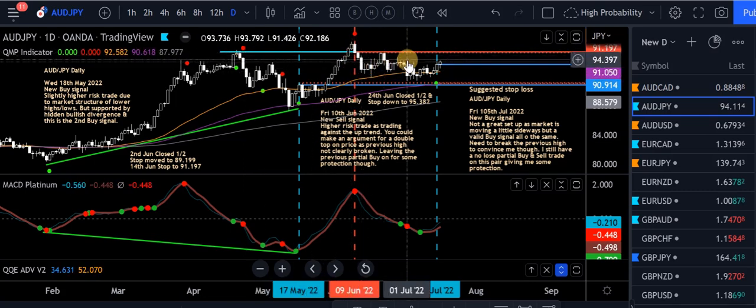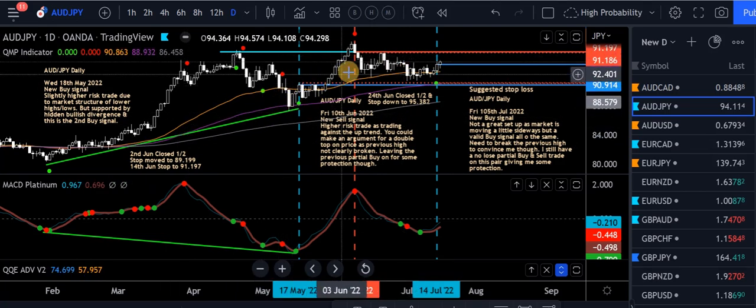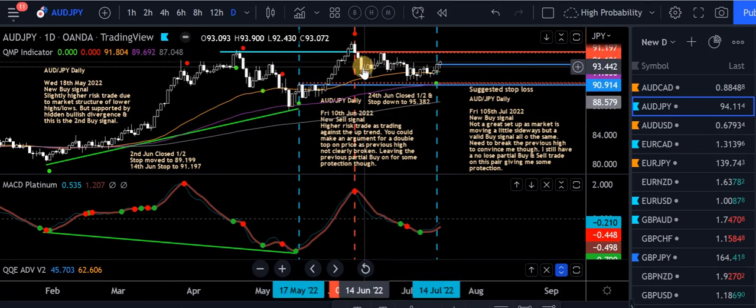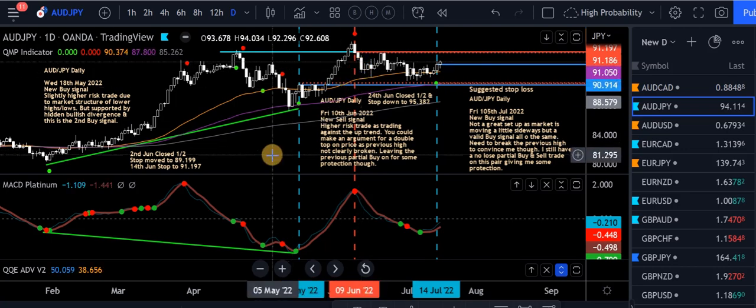Made some money on that. Stops in a position now. We can't lose on that. So we can't lose on that buy, and we can't lose on that sell. We made a little bit of profit on both of them. So winner, chicken dinner there.